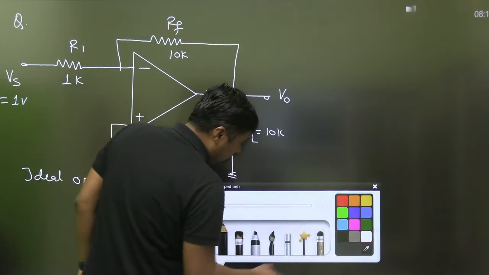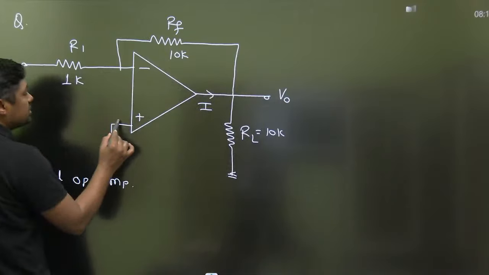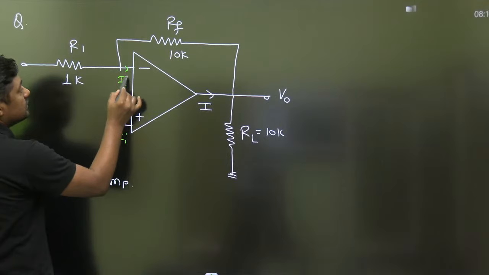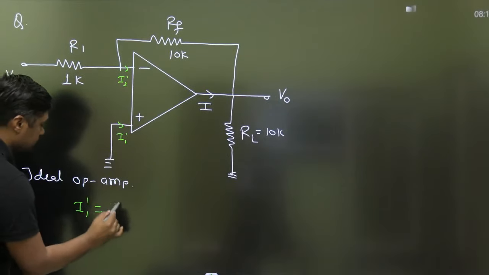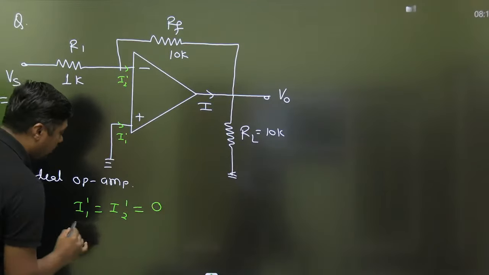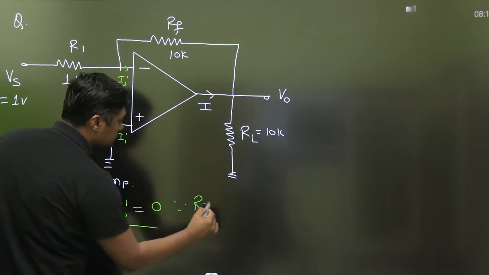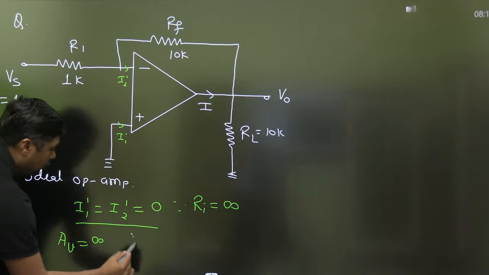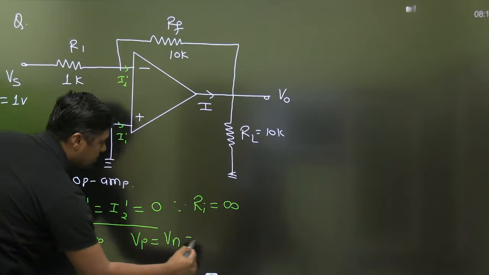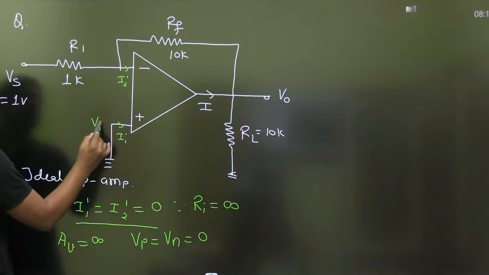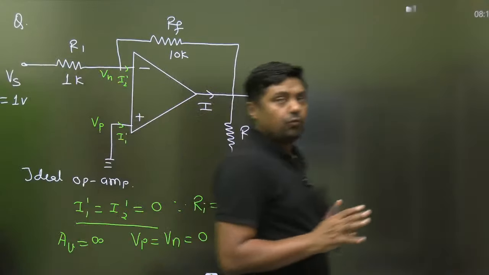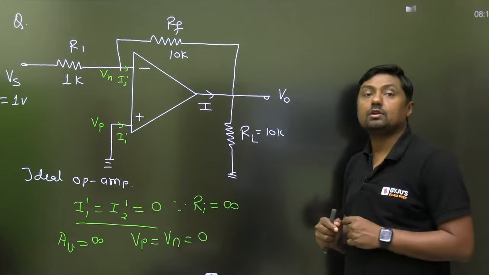Always remember one thing, the input resistance of the op-amp is infinite. That's why this current and that current is 0. The current entering the operational amplifier is 0. Second thing, since AV is infinite, therefore the virtual short concept is valid. Vp is equal to Vn is equal to 0. Voltage at these 2 points is 0. Right, simple. Now how to find the current? Very simple question, the given answer is 2 milliampere.